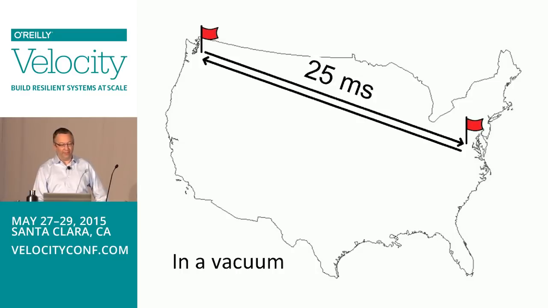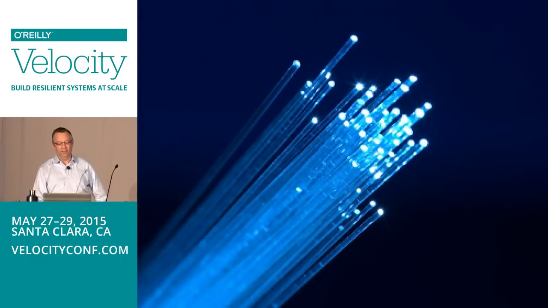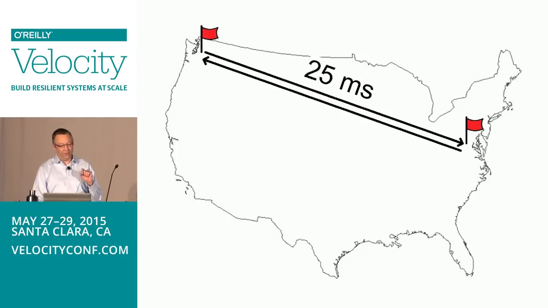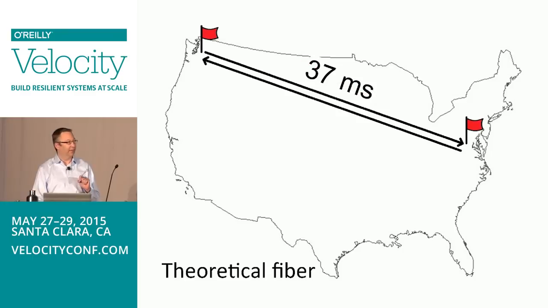But your signals aren't propagating in a vacuum. They're propagating in glass in the form of fiber optic cables. And the index of refraction of glass is 1.5, which means that light travels in fiber at only 66% of the speed at which it does in a vacuum. And so that theoretical limit on round-trip latency, it's not 25 milliseconds. It's more like 37 milliseconds for a signal to go from coast to coast and back. And now that is in a single, unbroken piece of theoretical fiber that's been stretched from coast to coast and back with no networking devices in the way.